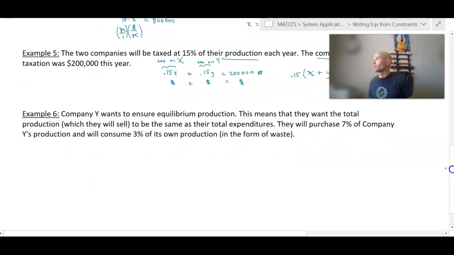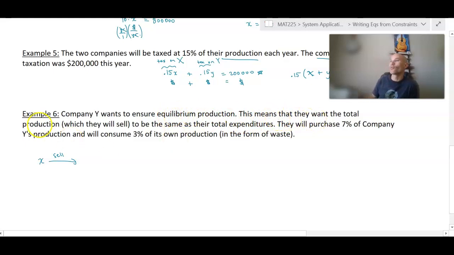Okay, so sometimes we have to get pretty creative with how we think about things, but we have to think about the context. So company Y wants to ensure equilibrium production. This means that they want the total production, which they will sell. So assuming that what they produce, they're going to sell, right? So they take these X units, they're going to sell whatever dollars worth of production they create.